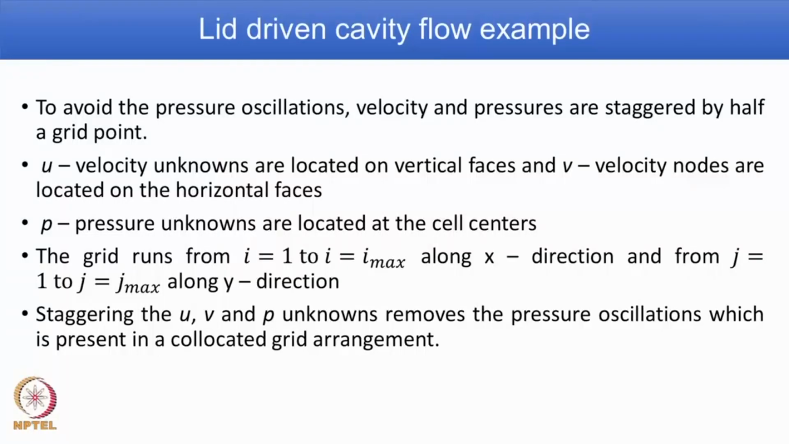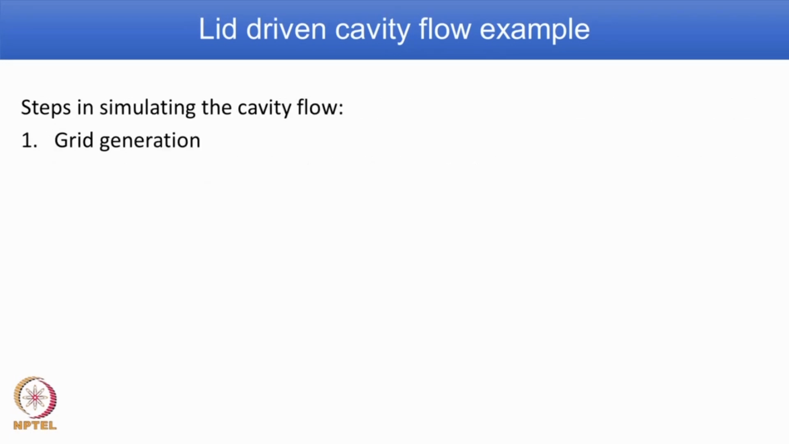We can use again a uniform grid or a non-uniform grid. In this problem, we define a uniform grid. Staggering the u, v and pressure unknowns removes the pressure oscillation, which is the case in the collocated grid arrangement.